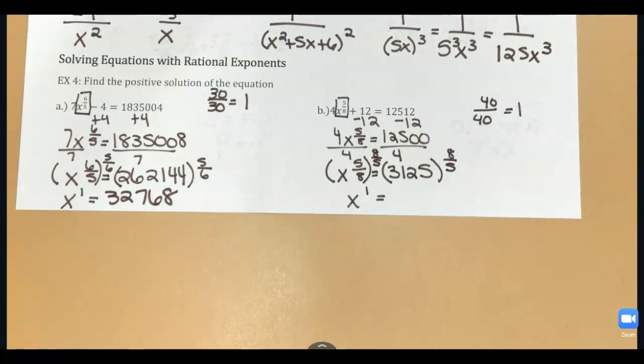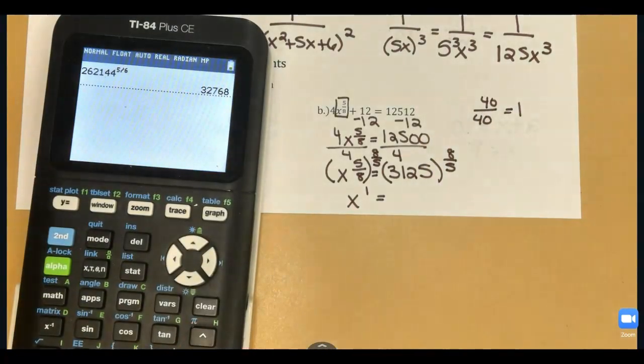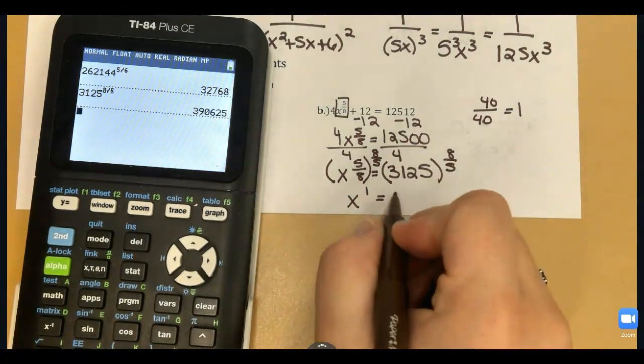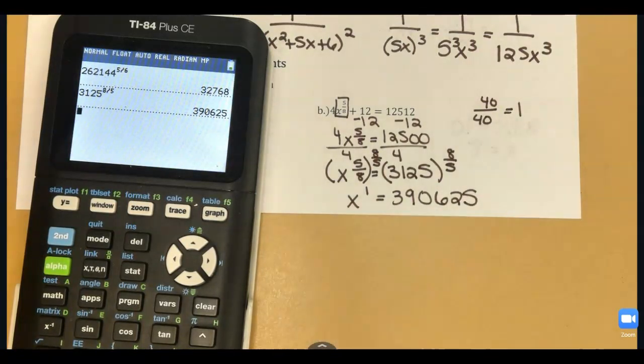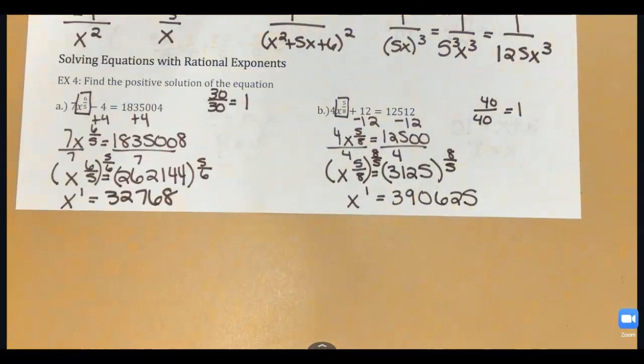And this I need to do in my calculator. 3125 to the 8/5 power, 39,625. And that wraps up our notes today on exponent rules and rational exponents.